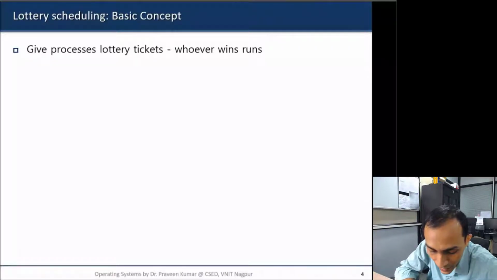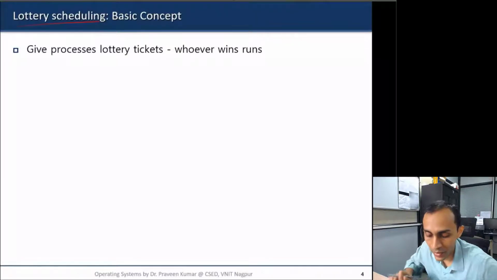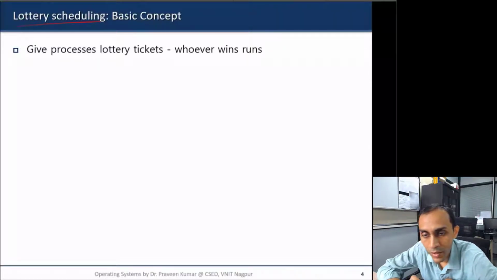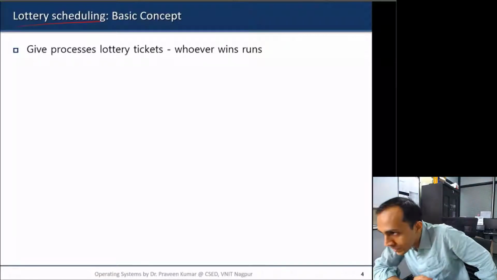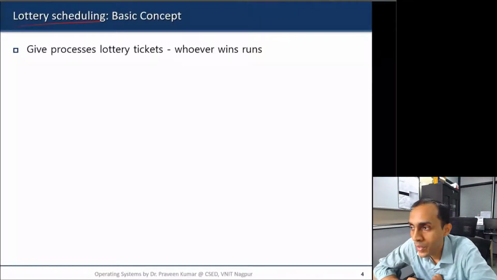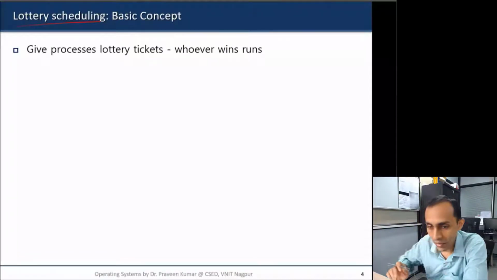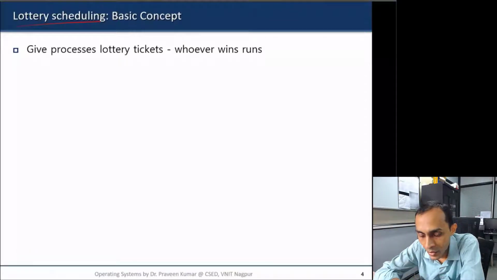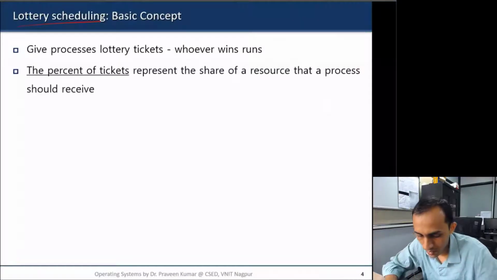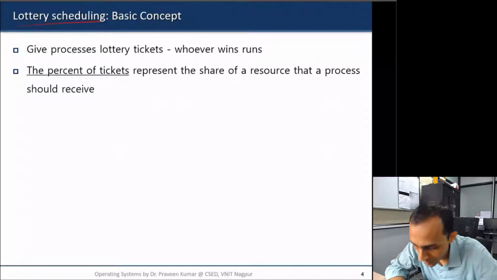One of the earliest ideas was lottery scheduling. The idea is very simple, and it is very easy to implement. The basic concept is that you give processes a certain number of tickets, and then you pick a random draw, just like people play lottery. You give them ticket numbers, and you pick a random number, and whoever has that lottery number wins. The process that has that lottery ticket will be scheduled. The percent of tickets represents the share of the resource that the process should receive.